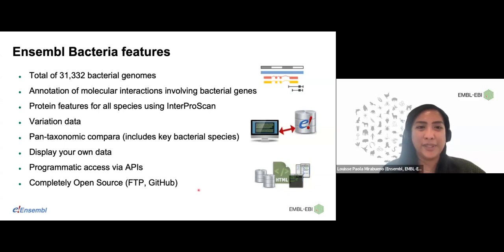And the amazing thing about Ensembl is that it's completely open source. So you can actually find the source code of our infrastructure, of our background, on GitHub. And all the data is available on our FTP site. And if you're interested in this, I will show you how you can retrieve, for example, whole genome data, like the full sequence of a bacterium, via our FTP site in the demonstration.